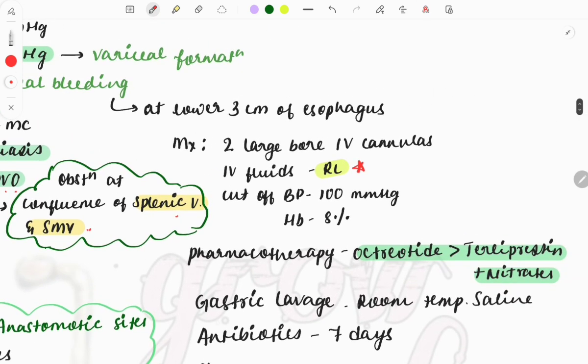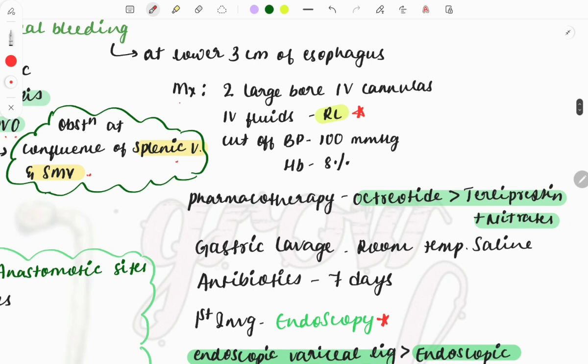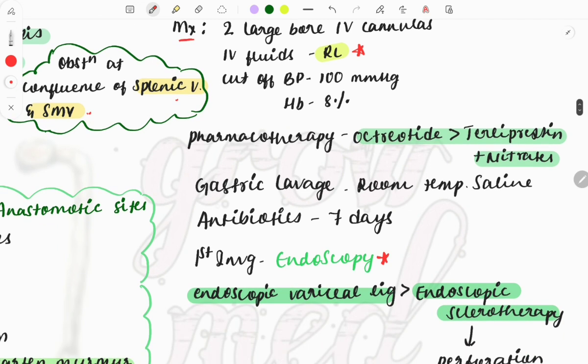Then at the lower 3 centimeters of the esophagus, we have already discussed this. Now how do we manage it? Management: you will be using 2 large bore IV cannulas, meaning you will be giving IV fluids. Which fluid will we give? Ringer lactate. Then the cutoff BP should be 100 mmHg and the hemoglobin should be 8%.